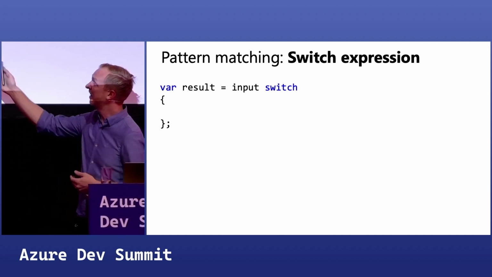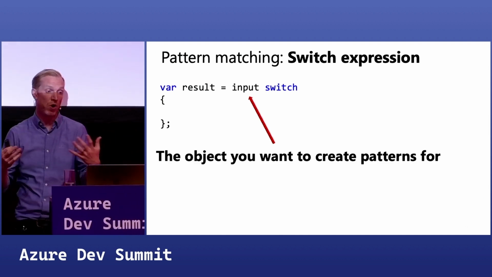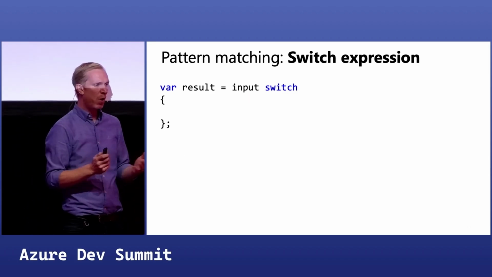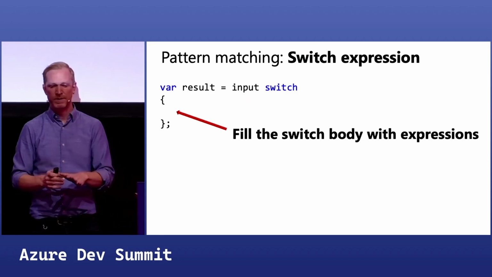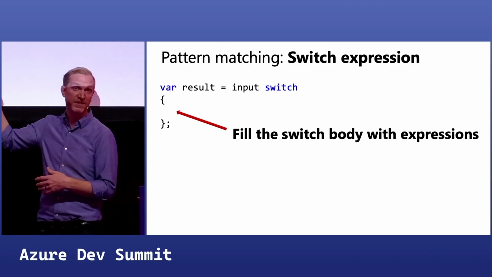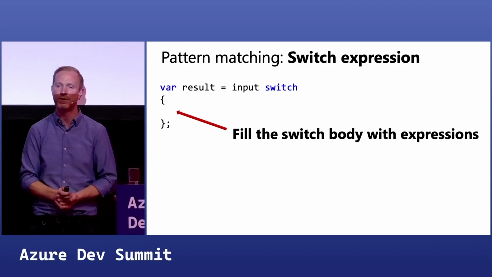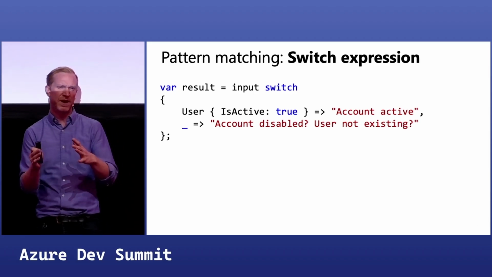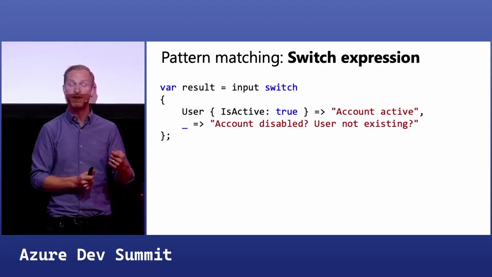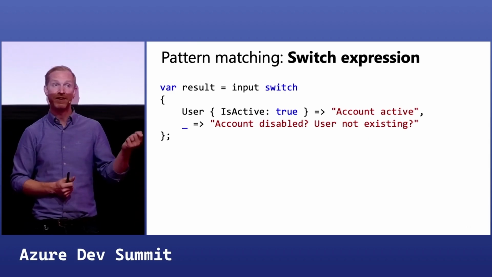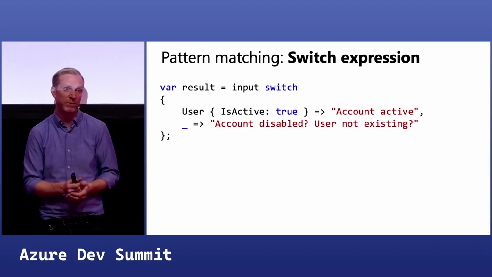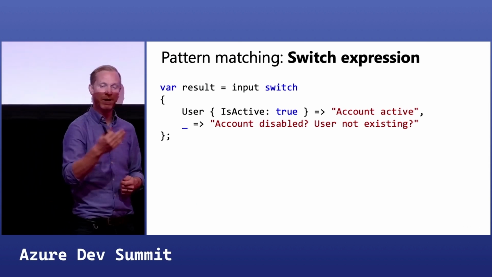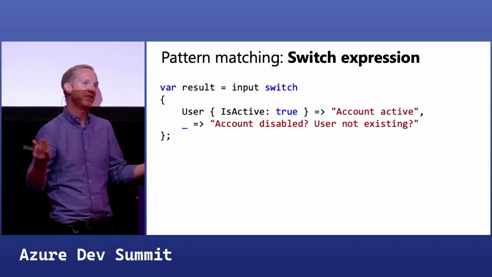So here, I'd like to get a result based on this object, and I'm going to create patterns for this object. So now what I can see here is that I'm going to fill this with patterns as well as expressions. Looks like expression-bodied members. So, for example, I'd like to get a result based on the input. If this is an instance of a user that's still active, I'm going to return "account is active".